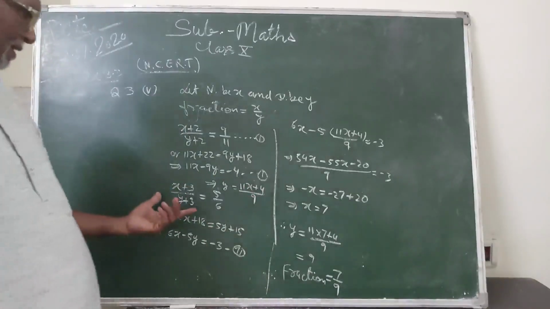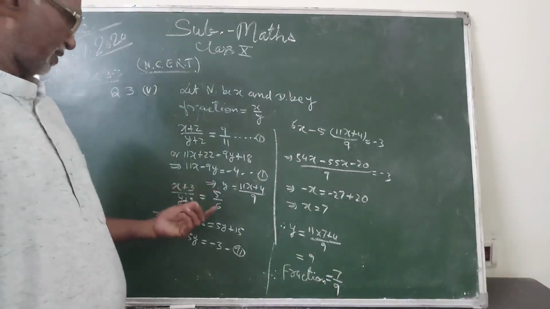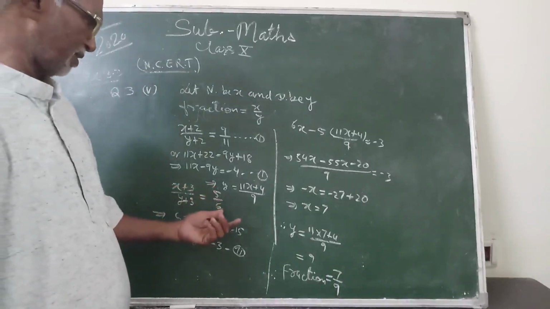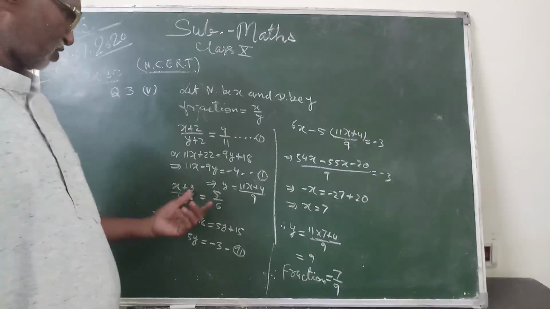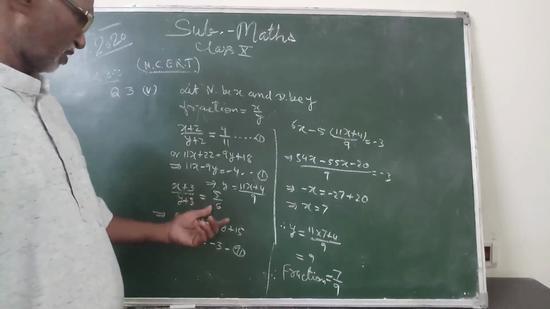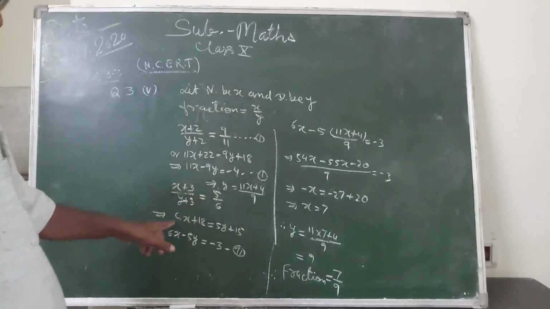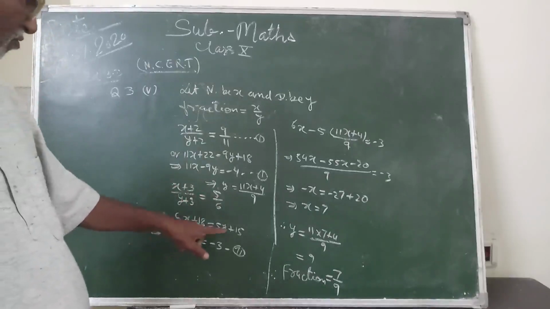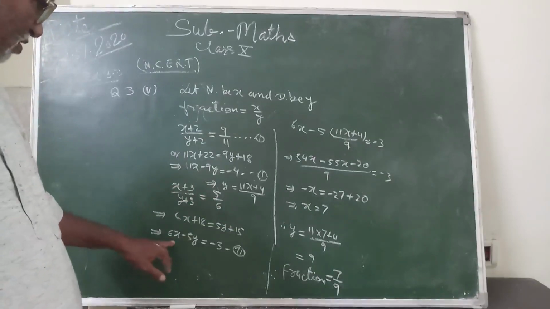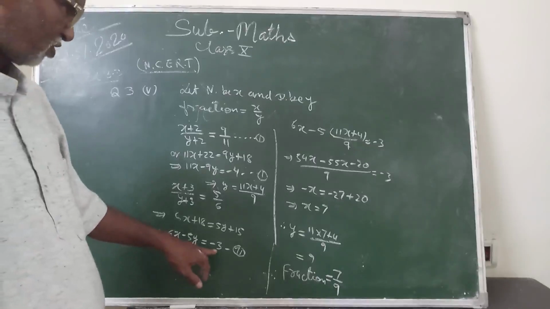By the second condition, when 3 is added to both numerator and denominator, the fraction becomes 5 by 6. That is x plus 3 upon y plus 3 is equal to 5 by 6. On solving it, 6x plus 18 is equal to 5y plus 15, by which 6x minus 5y is equal to minus 3.